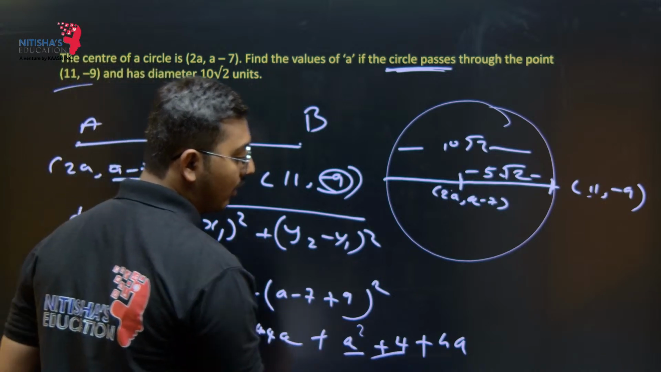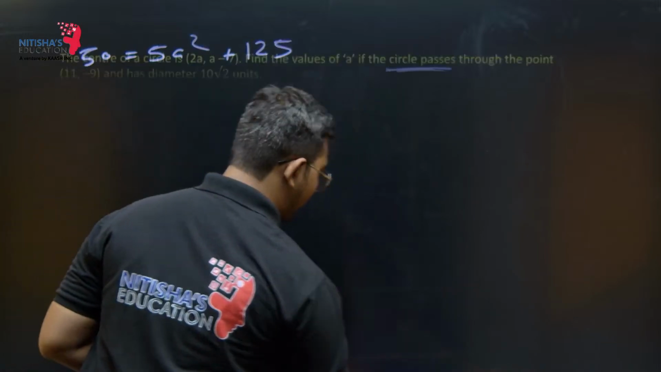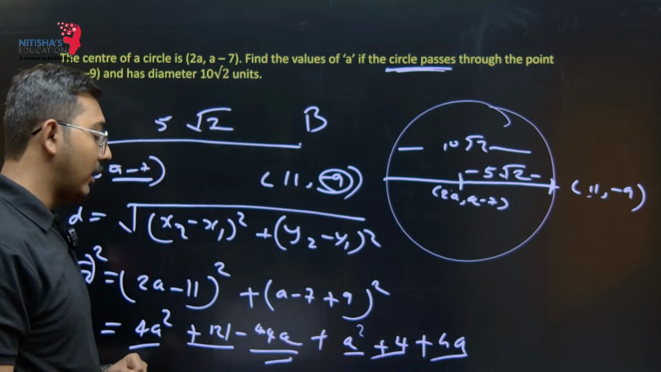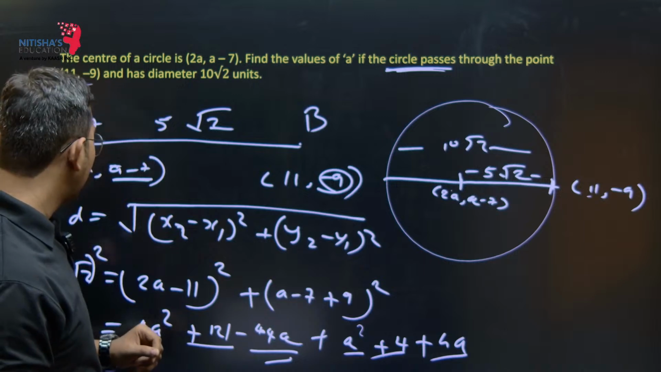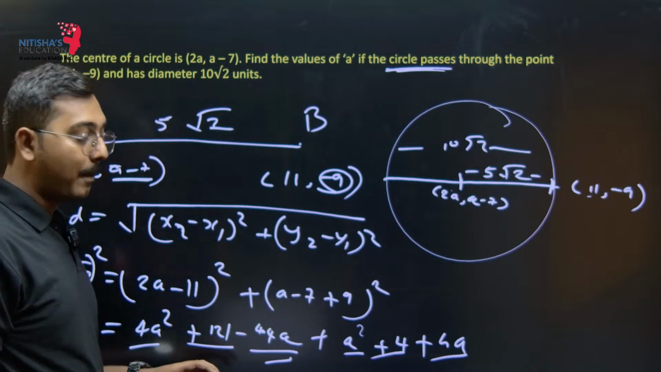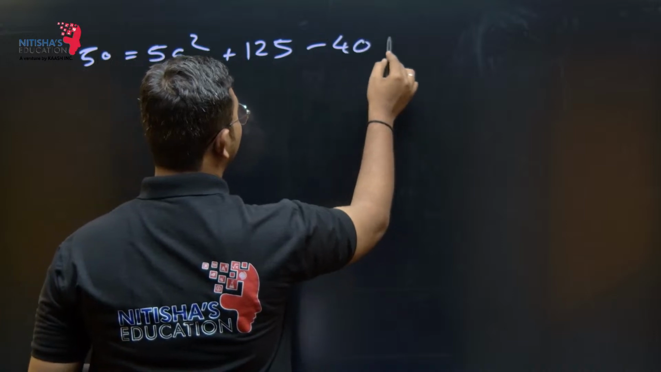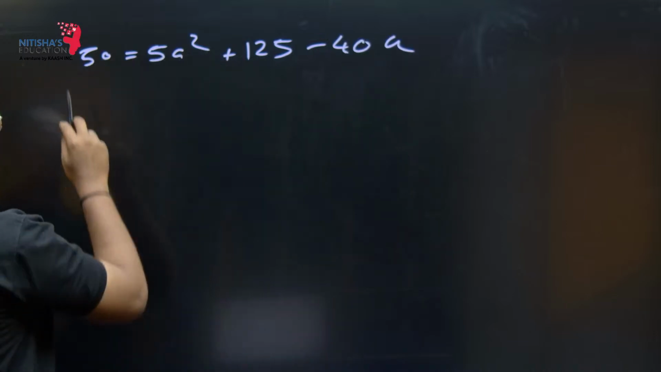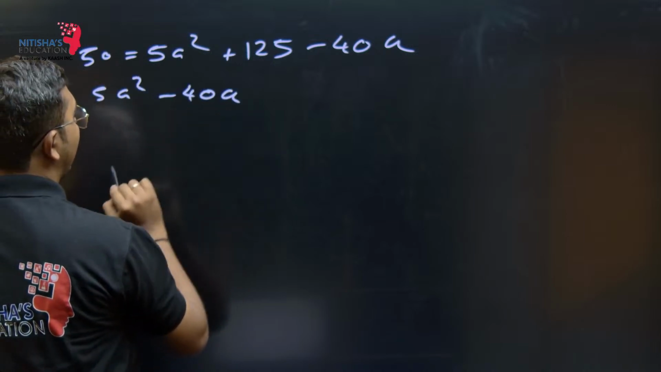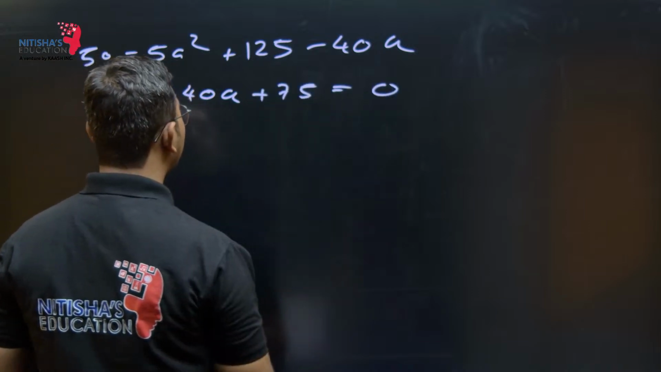121 and 4, it will give us 125, and this minus 44a and plus 4a, it would be minus 40a. Now 50 toward this, so 5a square minus 40a and 50 toward this, so it will be plus 75 is equal to 0.